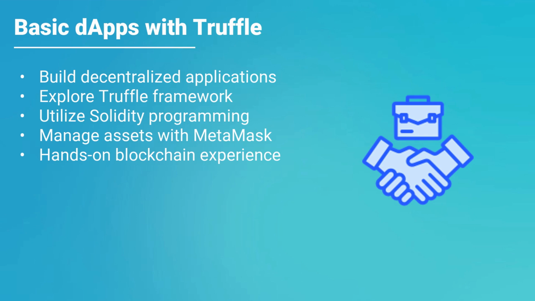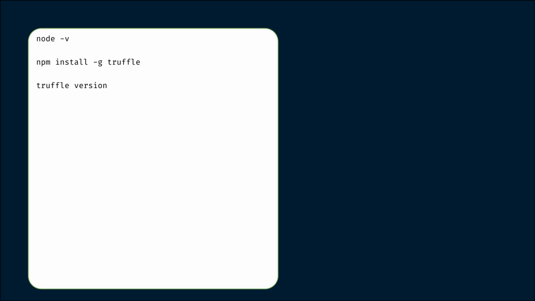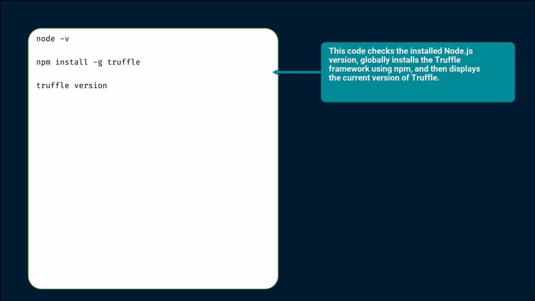Now, let's create a basic dApp that will enable us to explore the Truffle framework and the capabilities of Solidity. Now let's confirm that Node.js is properly installed on your machine. To do this, open your terminal and enter the command to check the Node.js version. This step is crucial because it ensures that your development environment is set up correctly.